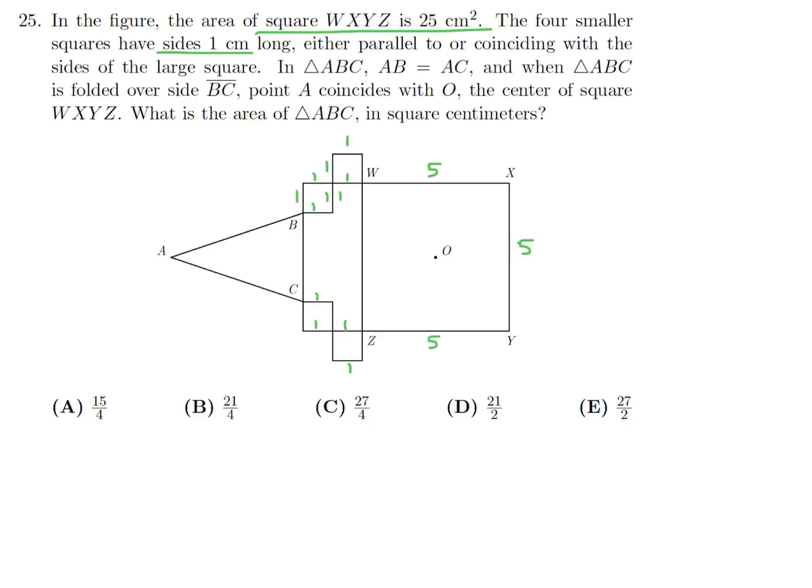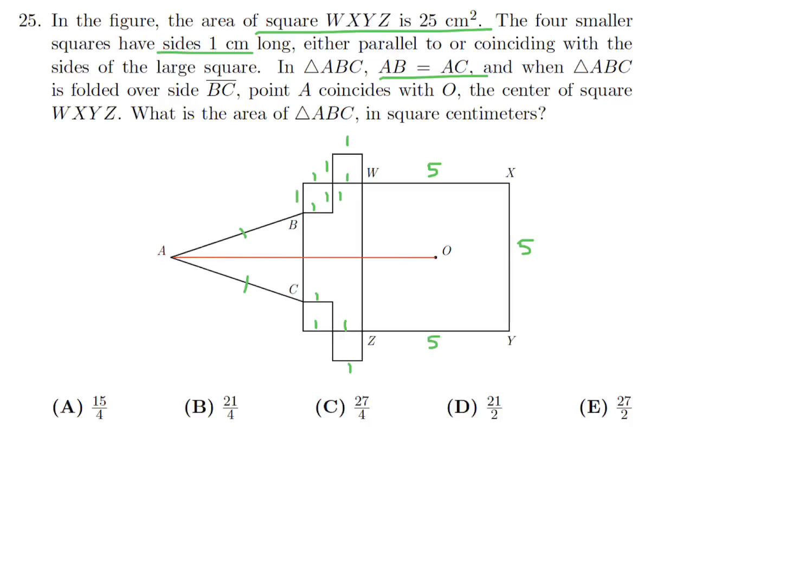And then what else did they tell you? They tell you that AB is equal to AC. So that means that this is an isosceles triangle, AB equal to AC, like that. And then they tell you that when you fold this over, basically it's like a flap. This A will come and meet right there. That's O, but that's where A ends up.